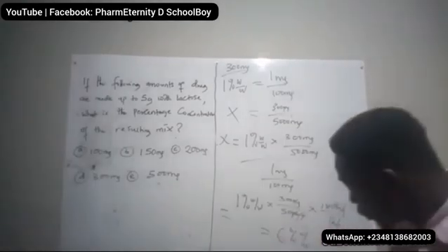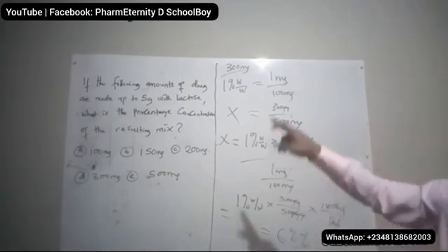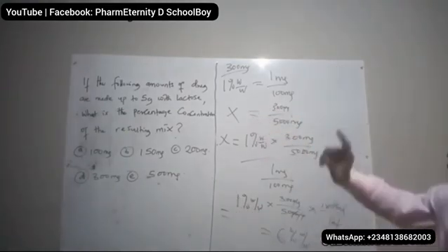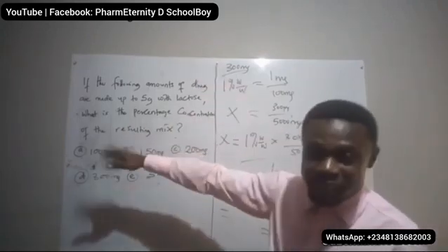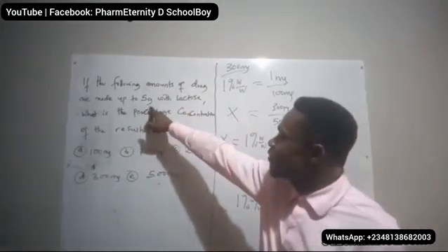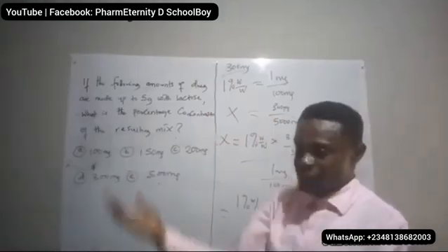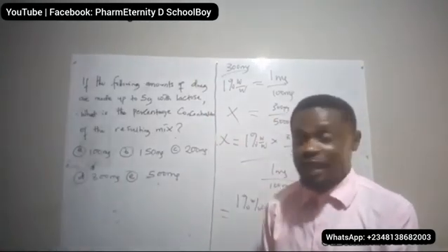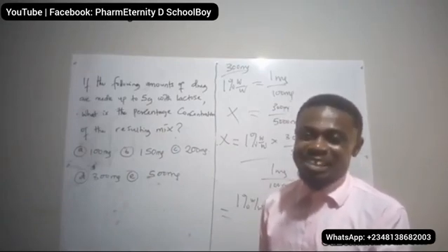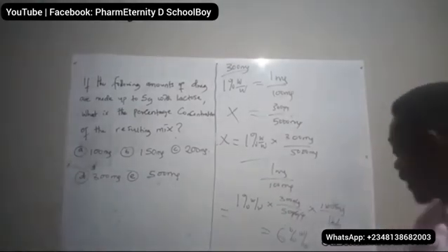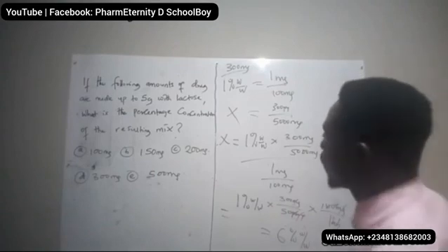So the concentration here now is 6%. The concentration of this drug, if 300 milligram of the drug is diluted, another way is made up to 5 grams of the entire mix using lactose as a diluent, the percentage concentration of the drug in that mix is 6% weight per weight. So now let's solve the last one, which is 500 milligram.